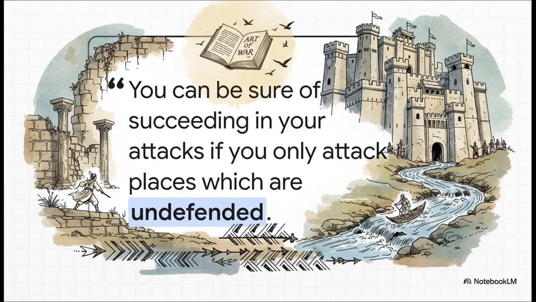You know, to really get to the bottom of this, we've got to go way back, like over 2,000 years back. This quote from Sun Tzu's The Art of War is the perfect place to start. It's all about finding an opponent's weakness, fighting on your own terms. And that idea is absolutely central to everything we're about to unpack.